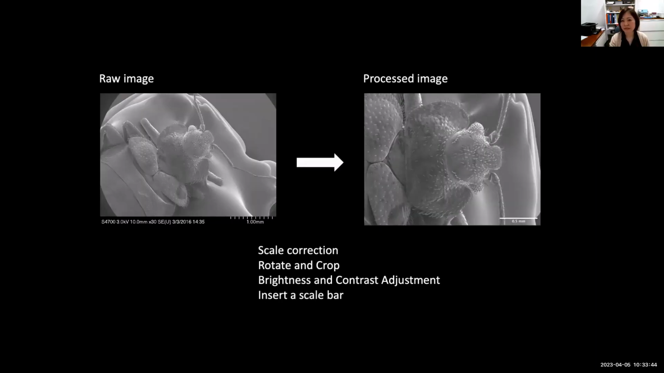So for the first part of this morning session, we're going to have an SEM image. This is a raw image. And we're going to do scale correction, rotate and crop, and brightness and contrast adjustment. And we're going to insert a scale bar, and we're going to have the final image.